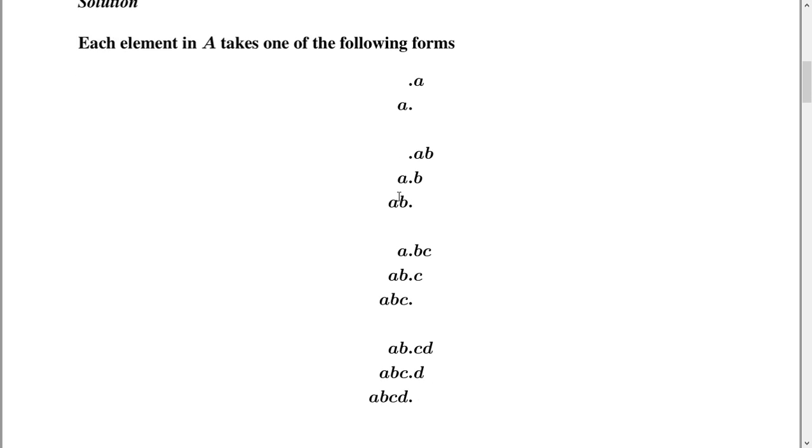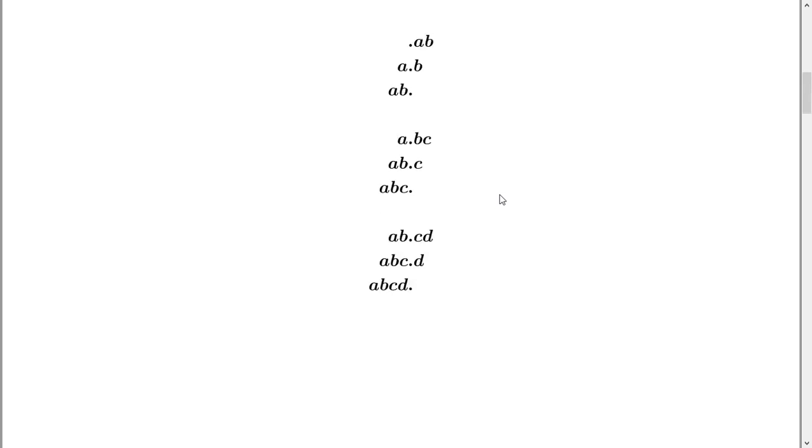So we'll start by looking at what are all the different forms the elements of A can take. Now they could be 1-digit elements, 2-digit elements, elements which have 3 digits and elements which have 4 digits. 1-digit elements can take the form point A or just A. Similarly, 2-digit elements can take the form point AB or A point B or AB and so on. Now here A, B, C and D are all single, non-repeating digits taken from the set K.